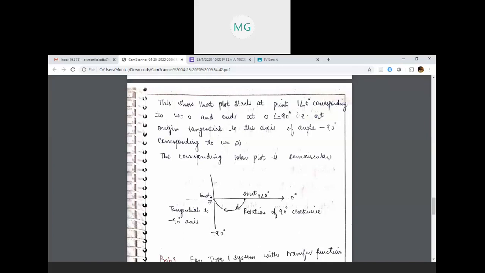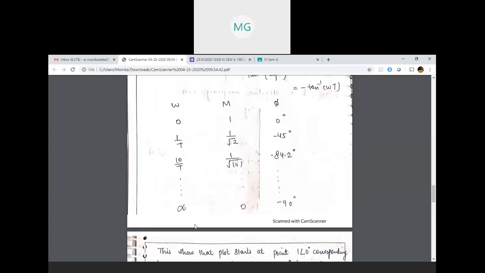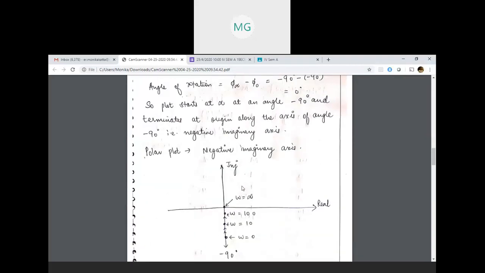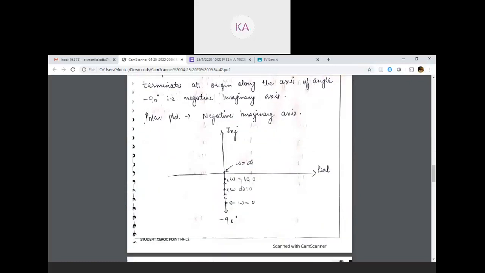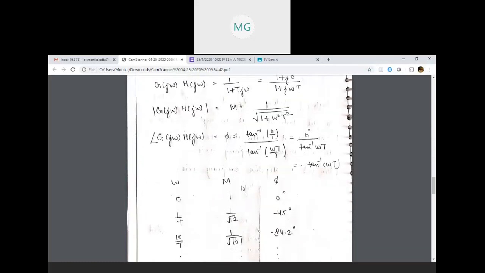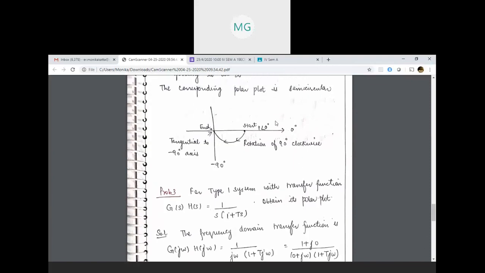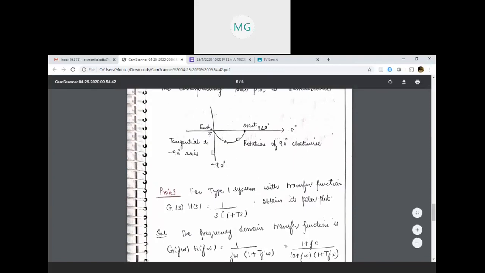Since it is tangential to the minus 90 degree axis, can you tell me the angle of rotation for this particular question? Minus 90 degree. It is phi infinity minus phi 0. So what is phi infinity here? Minus 90 degree minus 0. From the angle of rotation, you will get to know that the angle of rotation is minus 90 degree. That's the reason you have taken the curve in this direction, not in this direction. I hope I'm clear.